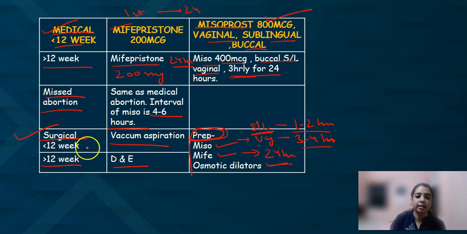But if she is less than 12 weeks, vacuum aspiration is used. If she is more than 12 weeks, dilation and evacuation is used. Right? So, these are the new changes by the 2022 guidelines. What other changes are there?